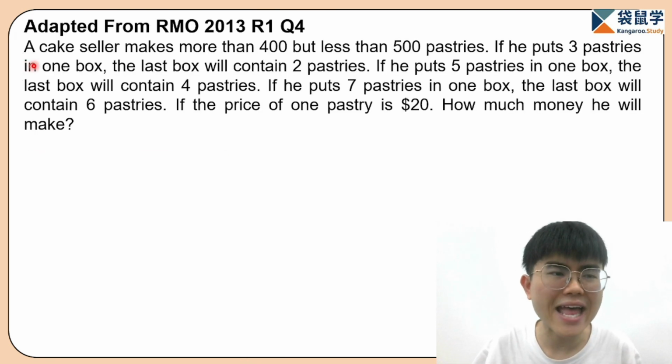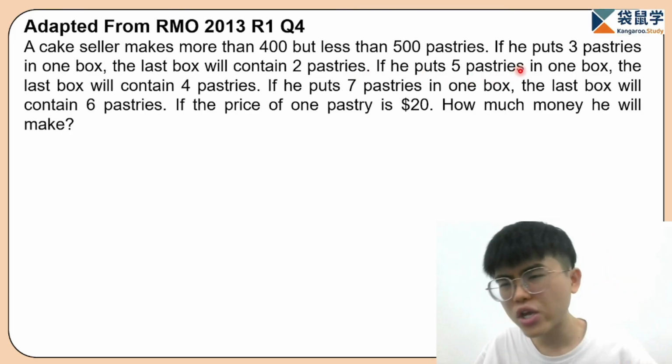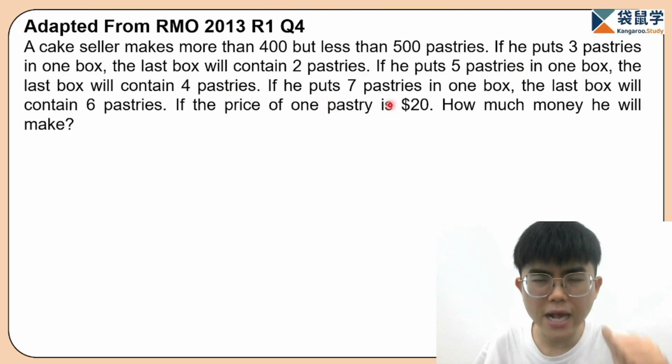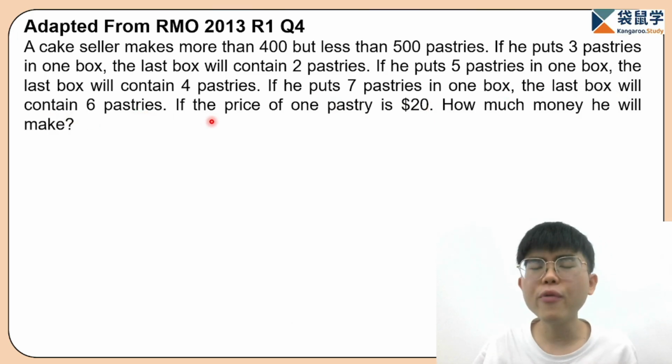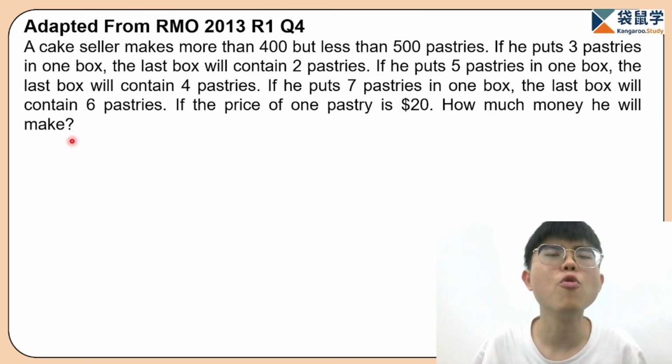Now our question is: say that a cake seller makes more than 400 but less than 500 pastry. If we put 3 pastry in one box, the last box will contain 2 pastry. If we put 5 pastry in one box, the last box will contain 4 pastry. If we put 7 pastry in one box, the last box will contain 6 pastry. If the price of one pastry is $20, how much money will he make?